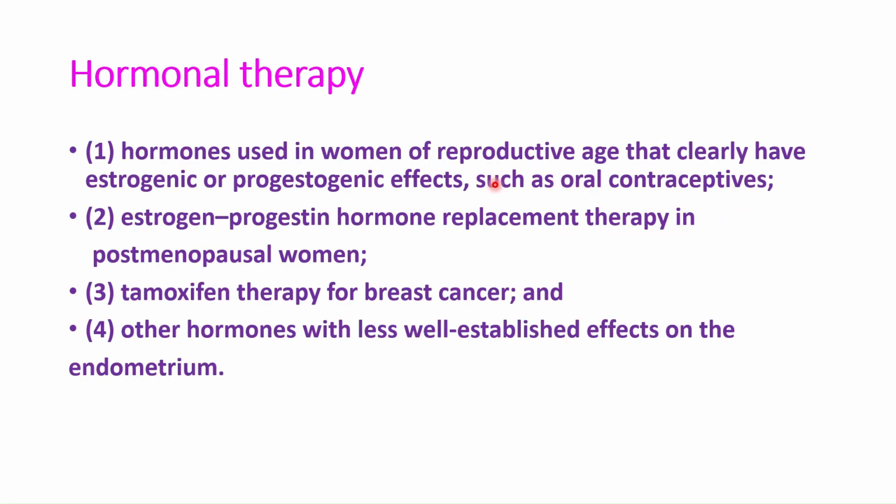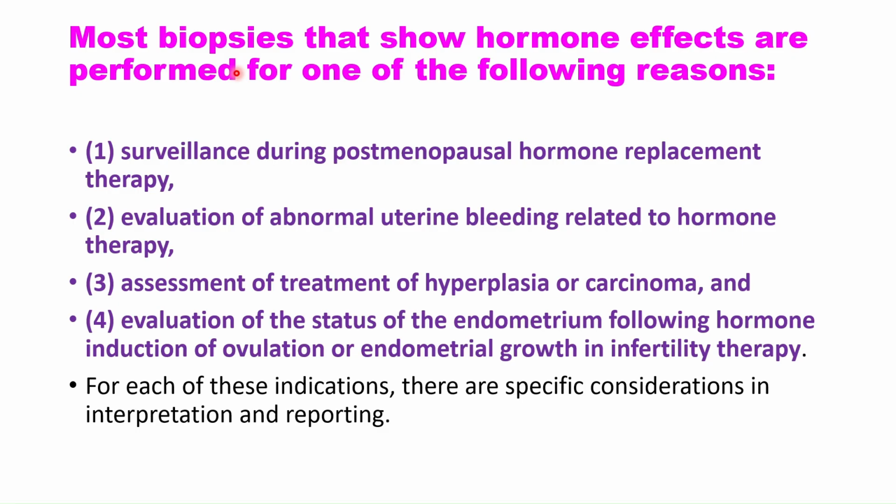Now, hormonal therapy effect. Hormones used in women of reproductive age that clearly have estrogenic or progestinic effect, such as oral contraceptives. Second, estrogen progestin hormone replacement therapy in postmenopausal women. Tamoxifen therapy for breast cancer, and some other hormones also show effect on the endometrium. Now, why are the biopsies performed? Here it is for the hormonal effect, if present in the endometrium, we can appreciate.